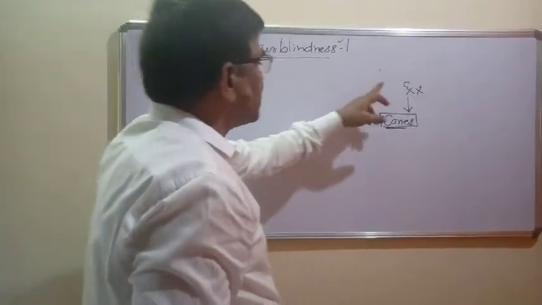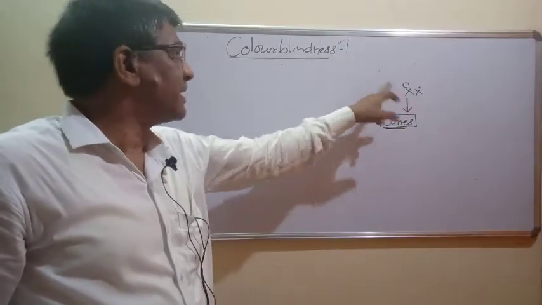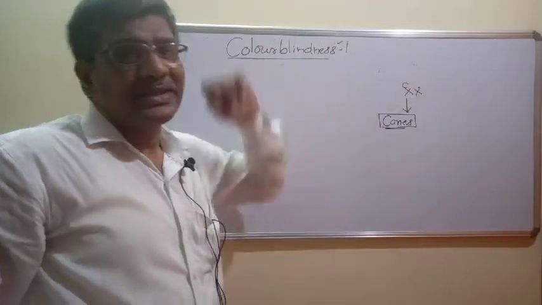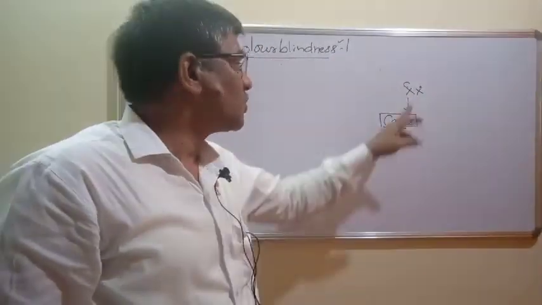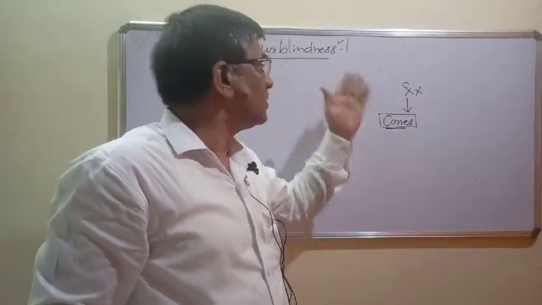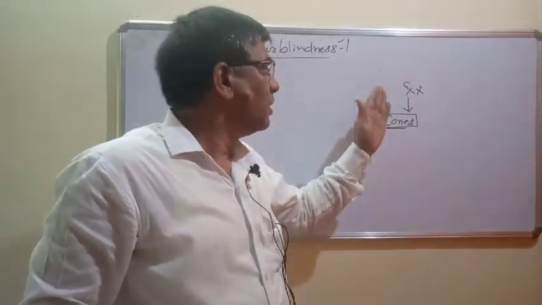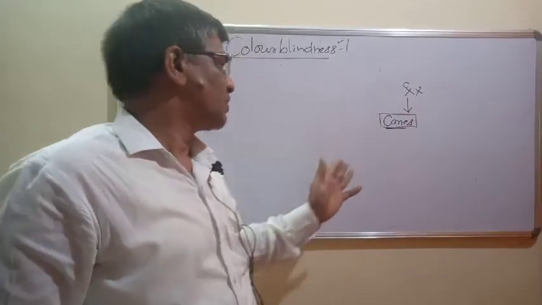It is also a sex-linked disease like hemophilia. Identification and differentiation of color is a sex-linked character because the gene is located on the X chromosome, or the sex chromosome. And it is also transmitted, you know that very well, like hemophilia, from parents to the offspring.